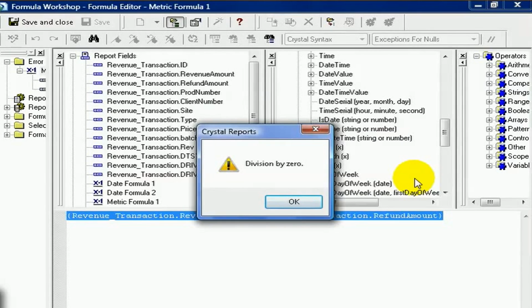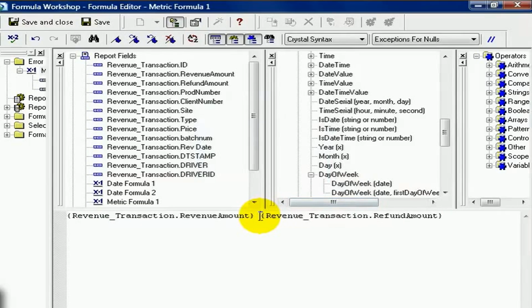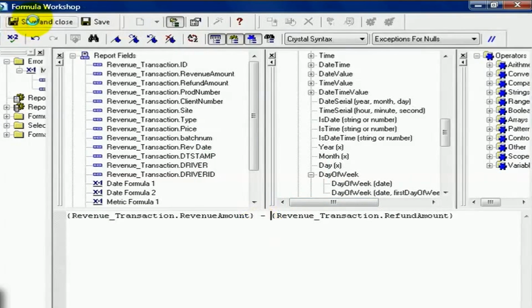I bring this up to beginners because it's one of the first things that they may hit, especially as they try and do percentages. With addition and subtraction, there's really nothing to worry about. If a value goes to zero or below zero, it's no problem. When you try and divide by zero, however, you do run into a few problems. Now, there are tricks for getting around this, but we're going to cover that in a slightly more advanced lesson. In the meantime, I'm going to switch it back to subtraction, and I'm going to save and close.